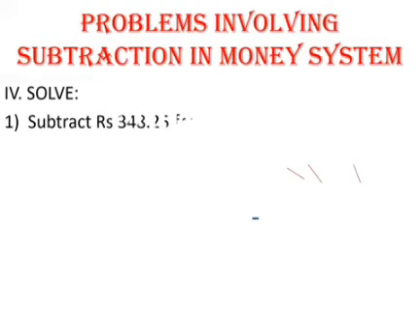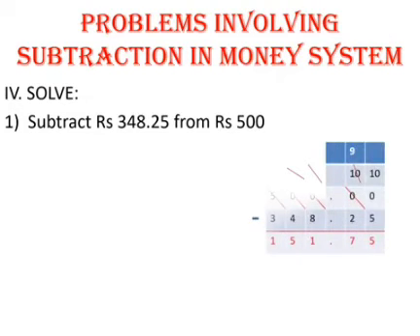Yes, now it's time to learn problems involving subtraction in the money system. The first sum is: subtract 348 rupees 25 paise from rupees 500. So, a very important point here: you need to notice that they have given "from." Whenever they give "from," take the last number first. So, 500. Let us arrange the numbers. Children, it's very important to see that rupees and paise are arranged in order with the dots coming one below the other.